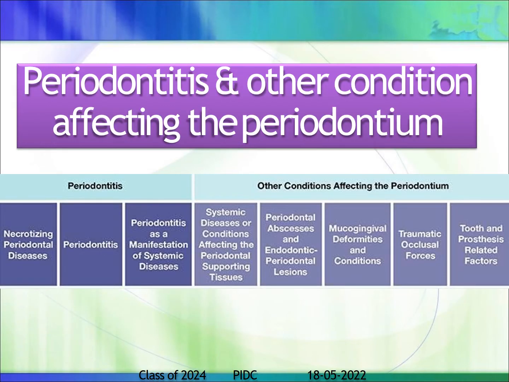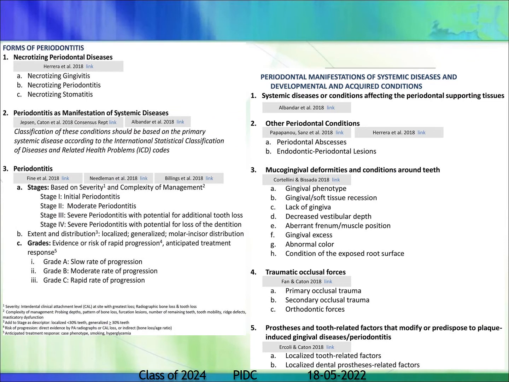The second classification is periodontitis and other conditions affecting the periodontium. So you have a set of classification for the two of them. I have put it forward in this slide for you.